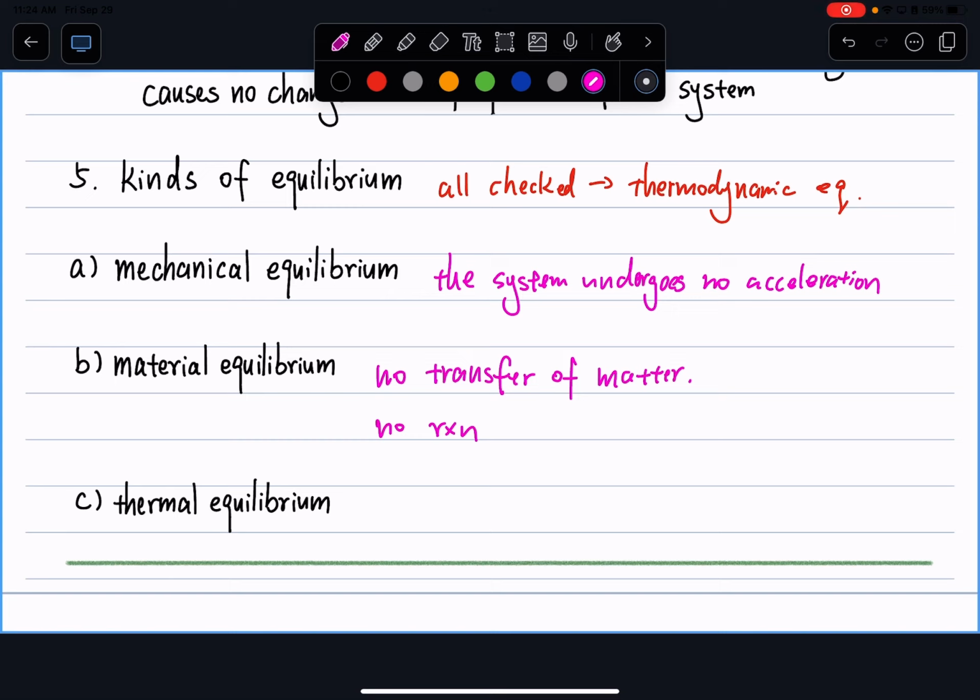So for now, just keep in mind when we talk about mechanical, we're talking about the system doesn't have acceleration. There's no PV work. When we talk about material, it's more or less the composition of that system doesn't change chemically or physically. And we have thermal equilibrium. The thermal equilibrium definition is something that uses the terms we just defined. So imagine now you add a non-adiabatic wall.